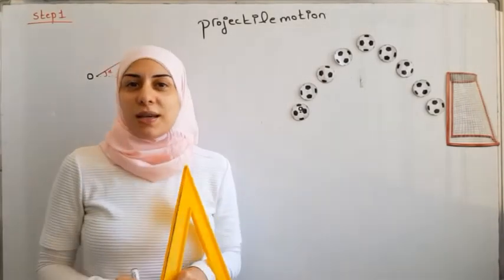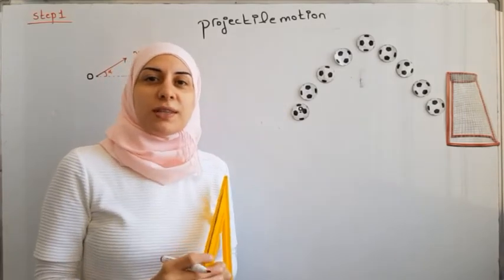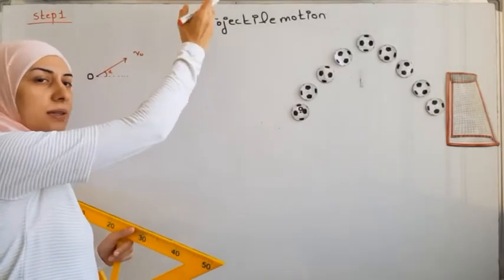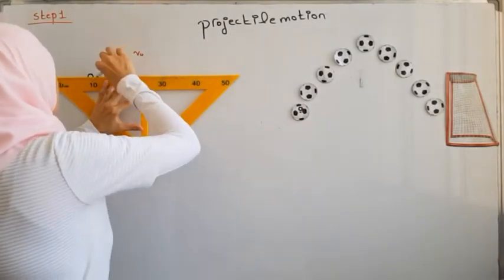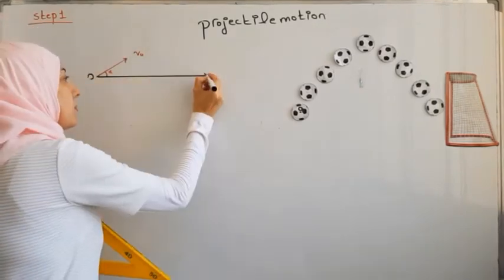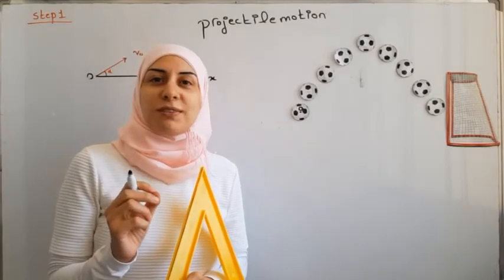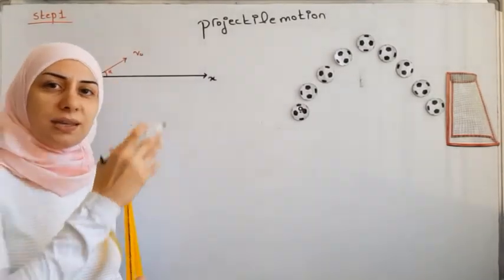Then we draw the x-axis. We choose the x-axis to be horizontal, and we choose the positive x-axis to have the same direction as v0x. In this case, it's to the right. Then we draw the y-axis to be vertical, and we choose the positive y-axis to have the same direction as v0y. In this case, it's upwards.